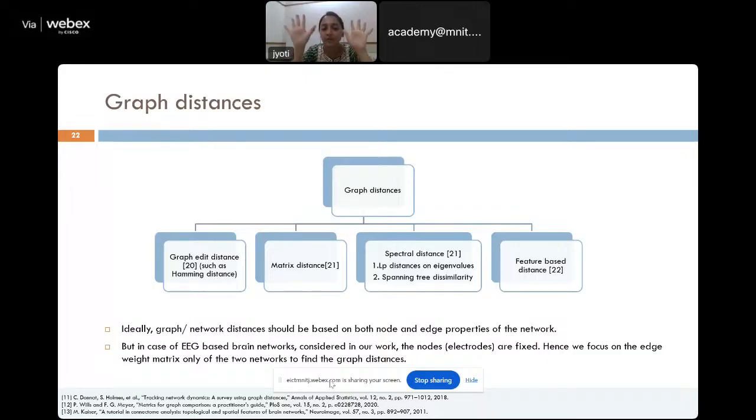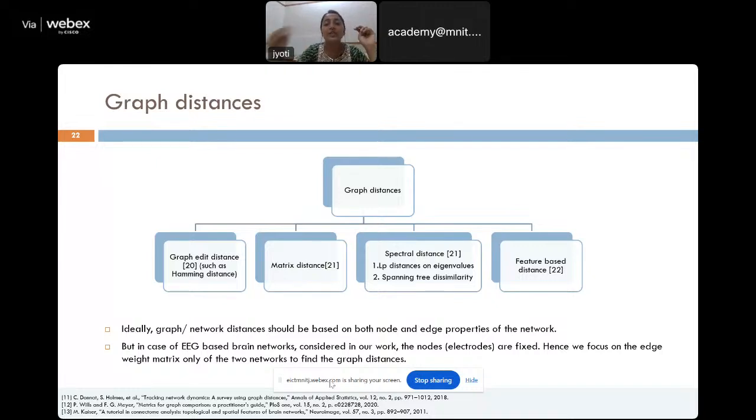If we find the direct distance between edge weight matrices, that will give me the matrix distance, how much they differ in edge weight matrices. The third is spectral distance. For one network and another network, we find the eigenvalues and eigenvectors, and based on them we define a certain distance that tells how similar the two underlying networks are.